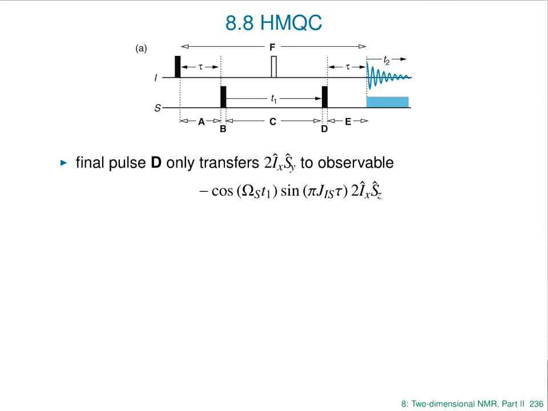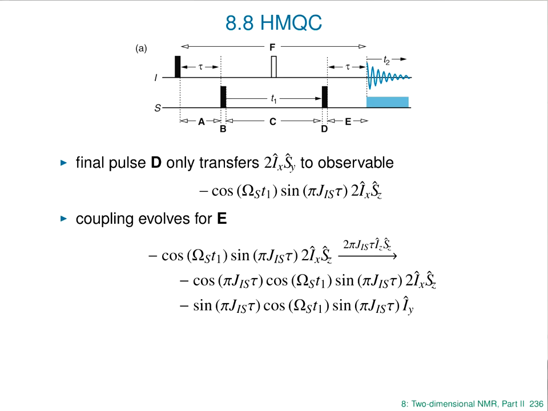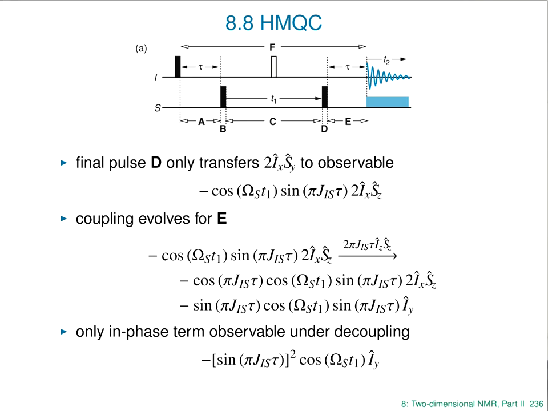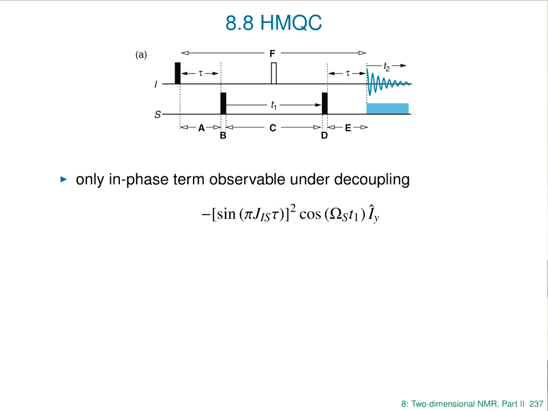And now I have to do the pulse D. And in fact, only the 2IXSY term gets transferred to observable. So that gives me the 2IXSZ term. And then finally, that term evolves under the coupling during period E to give you two terms. And then when we observe during T2, it's only this in-phase term in IY which is observable. The antiphase term disappears. So the end of all of that is we end up with something that's very similar to what we had for the HSQC.